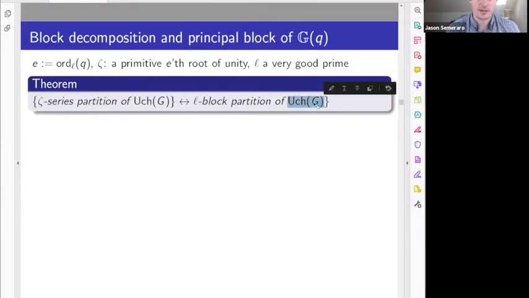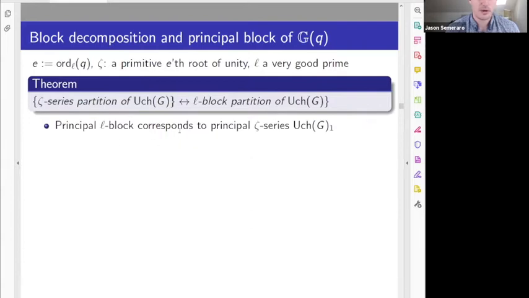So the l-block partition of G is given in terms of what are called zeta series inside the set of unipotent characters attached to G, in such a way that the principal l-block corresponds to what's called the principal zeta series. So zeta here is a primitive e-th root of unity. Okay, so that's another classical fact, if you like.